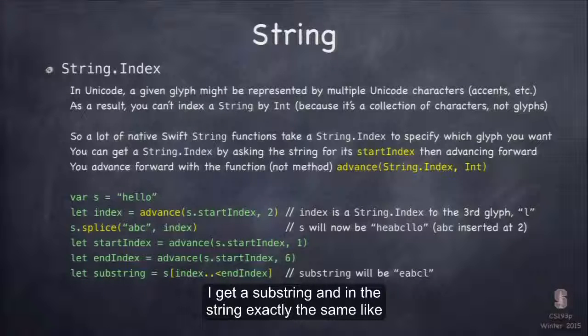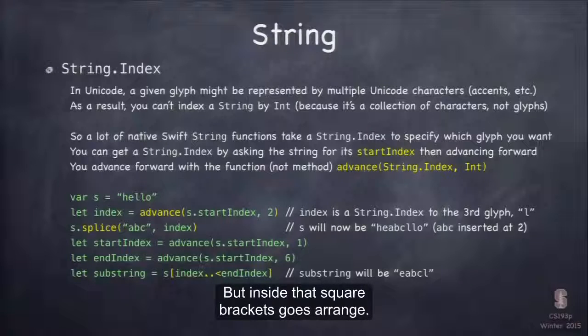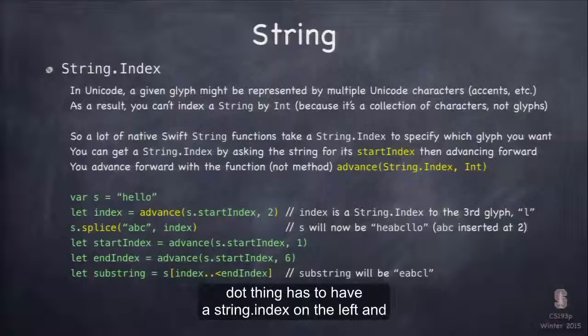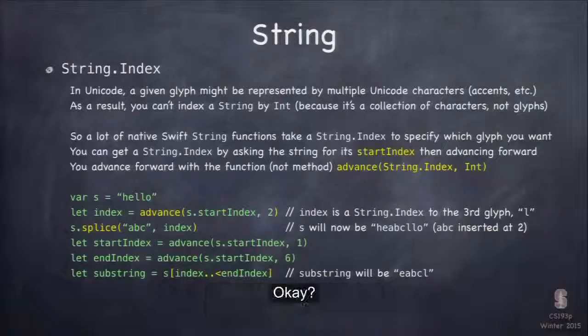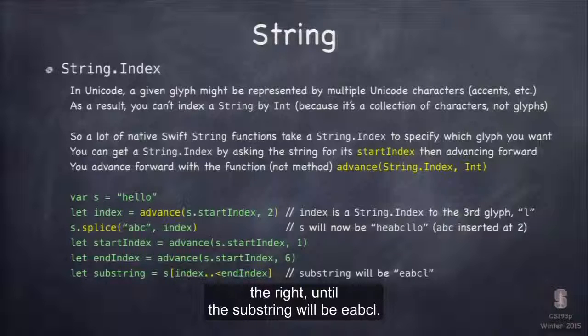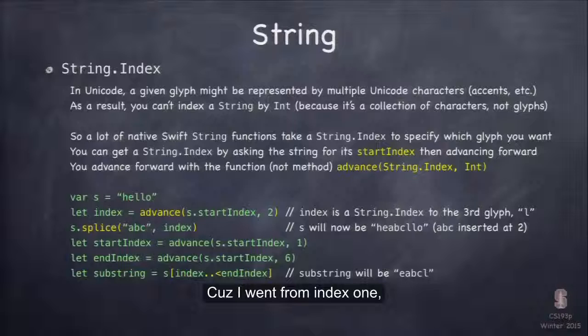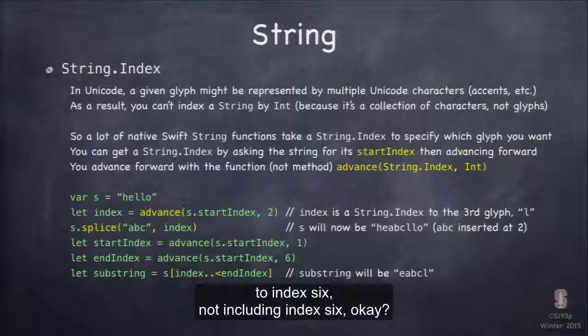I get a substring in a string exactly the same as in an array: square brackets, string, square brackets, but inside those square brackets goes a range. And the range, the dot, dot, dot thing, has to have a string.index on the left and a string.index on the right, not ints. So here I got a string.index by doing this advance for the left and a string.index on the right. And so the substring will be EABCL, because I went from index 1, which is the second character, index 0 is the first, to index 6, not including index 6.